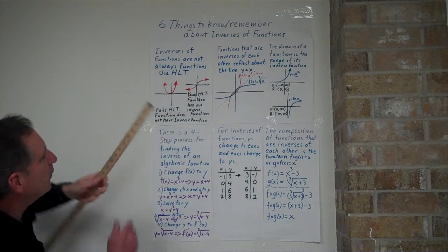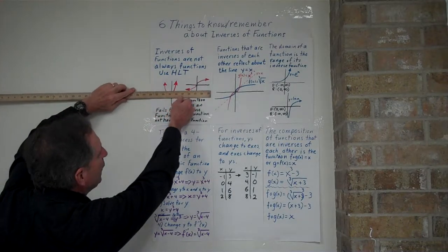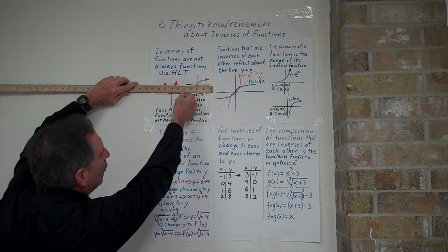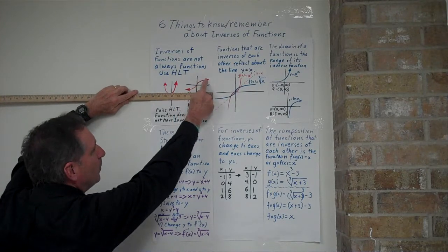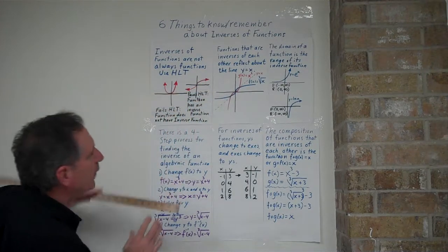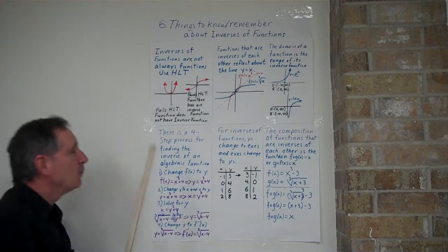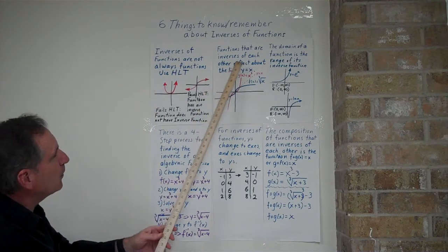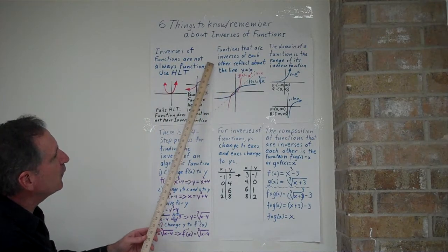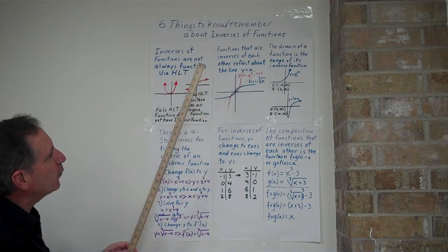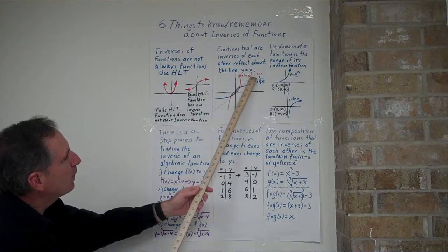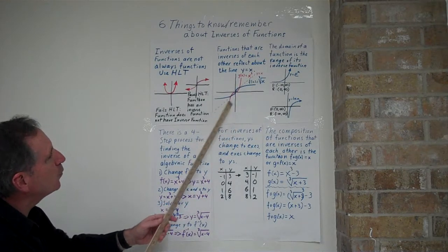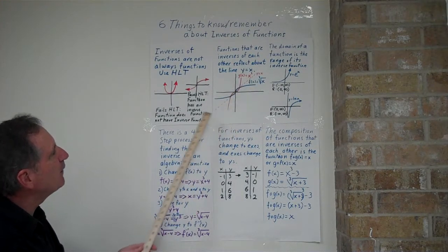And here we have kind of a cube root function, and we see that our horizontal line touches only once. So the inverse of this cube root function will be a function. And coincidentally, this next thing we're going to look at, functions that are inverses of each other reflect about the line y equals x.